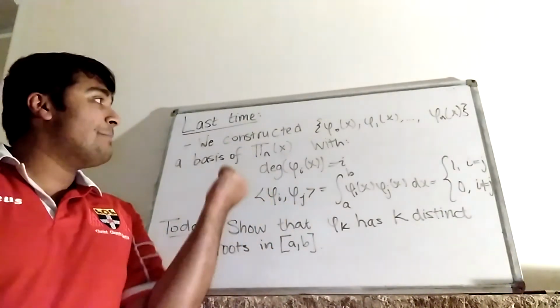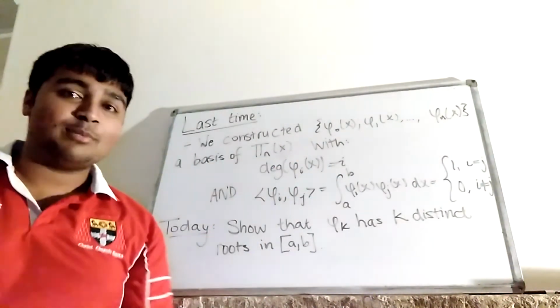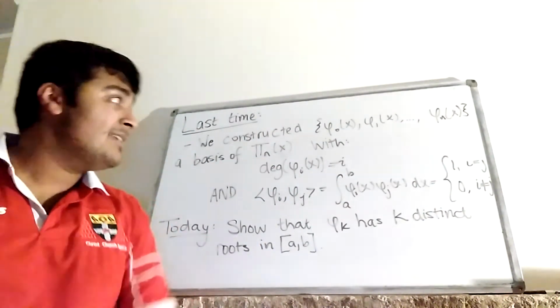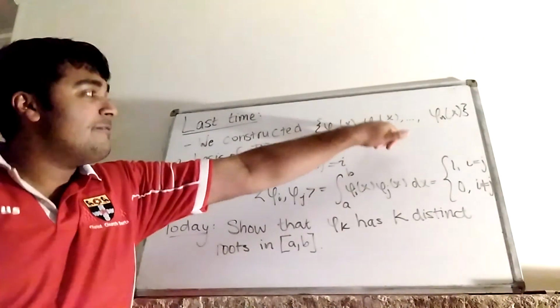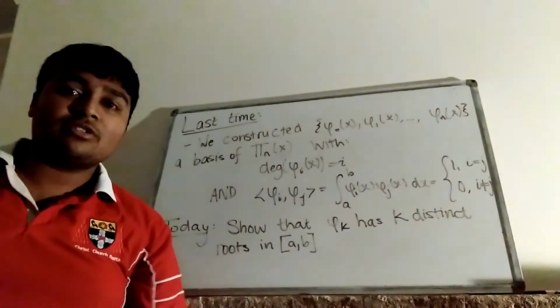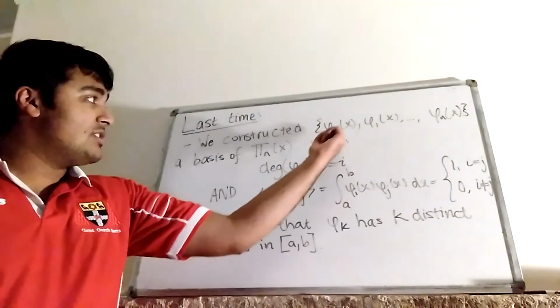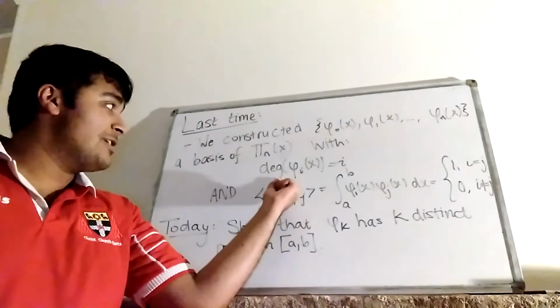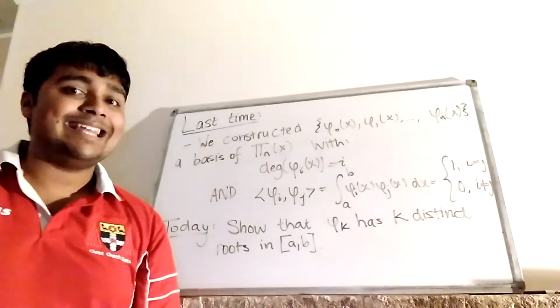We constructed a basis of Pi n of x, i.e. the set of polynomials of degree at most n. This basis will have vectors phi 0, phi 1, all the way up to phi n, where each of the phi i's are functions of x, and in particular each of the phi i's are polynomials of degree i. So the degree of phi i of x is exactly i.